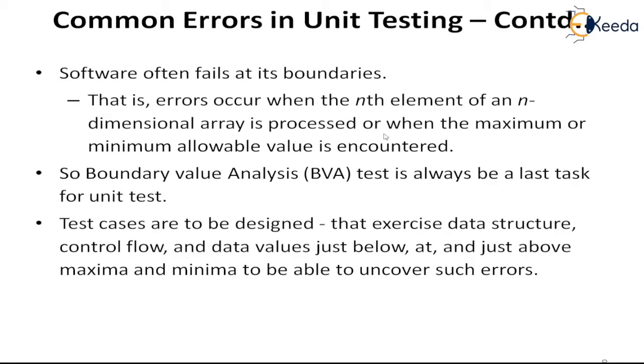And then you can have some boundary condition failures that occur when the nth element of an n-dimensional array is processed, or when the maximum or minimum allowable value is encountered for any variable. If you have given some certain precision and it has exceeded that, it will get some garbage, and once it gets garbage, all further computation will be incorrect. So boundary value analysis is a very important task in unit testing. It is shortly called BVA.